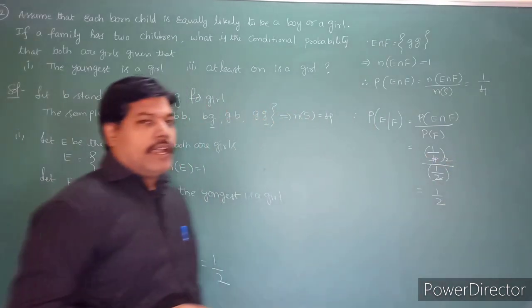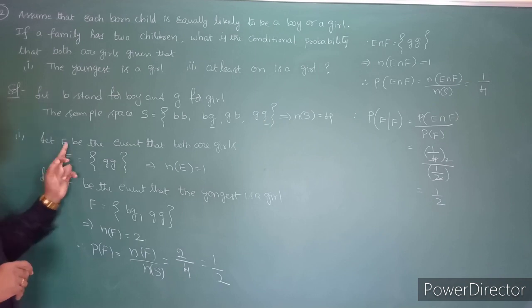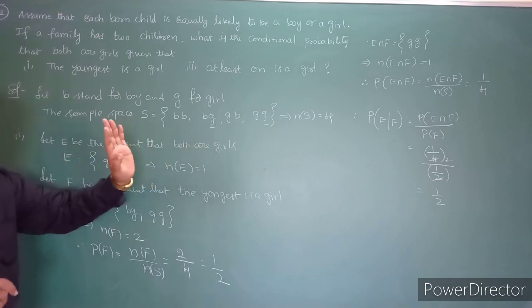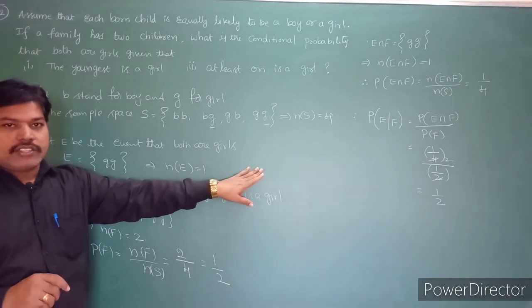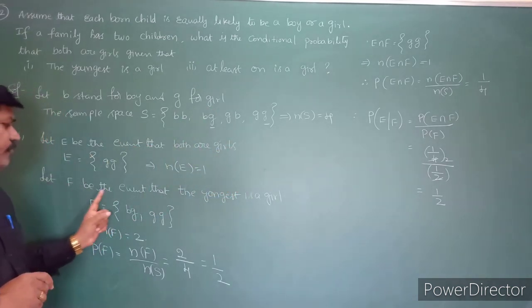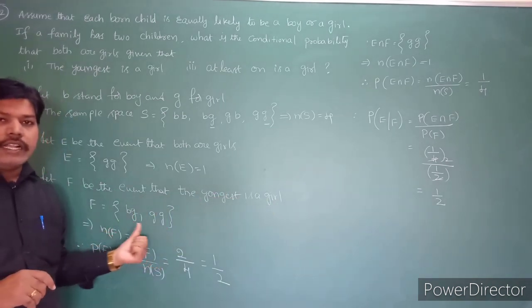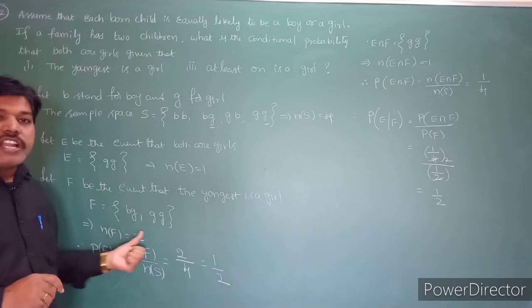That is the 1 by 2. So see this question, students. What is E? E is the event that both are girls. That is the probability they are asking, given that F. Let F be the event that the youngest is a girl. The youngest one is a girl. So the possibilities are BG and GG.